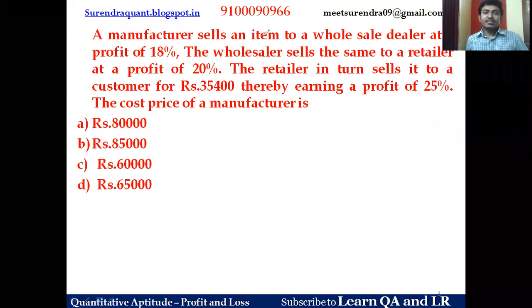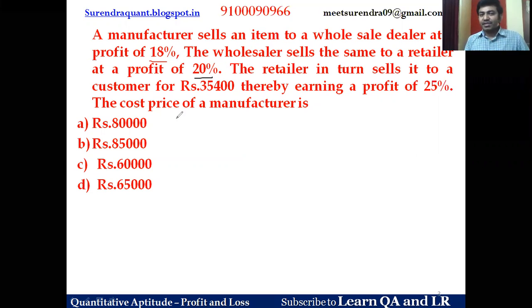A manufacturer sells an item to a wholesaler at a profit of 18%, and the wholesaler sells the same to a retailer at a profit of 20%. The retailer in turn sells it to a customer for 35,400 rupees, thereby earning a profit of 25%. The cost price of the manufacturer is what?